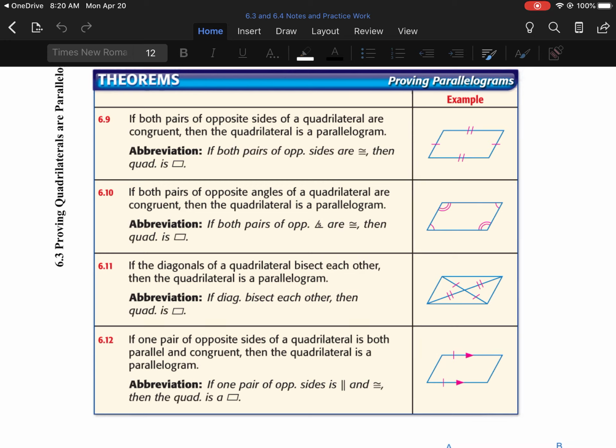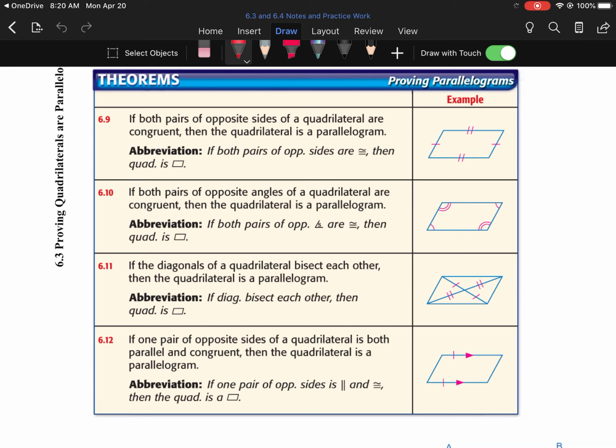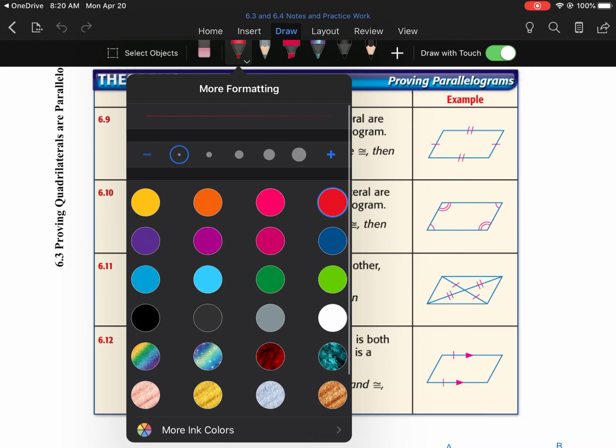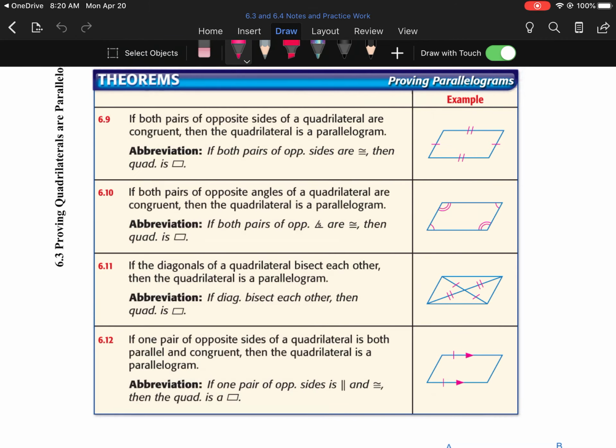So what that means is, if we know that opposite sides are congruent, and actually we already know that, it's already there. If we know the opposite sides are congruent, that means we have to find the length of each side. So that's using distance formula. So that's one way we can show that they are.